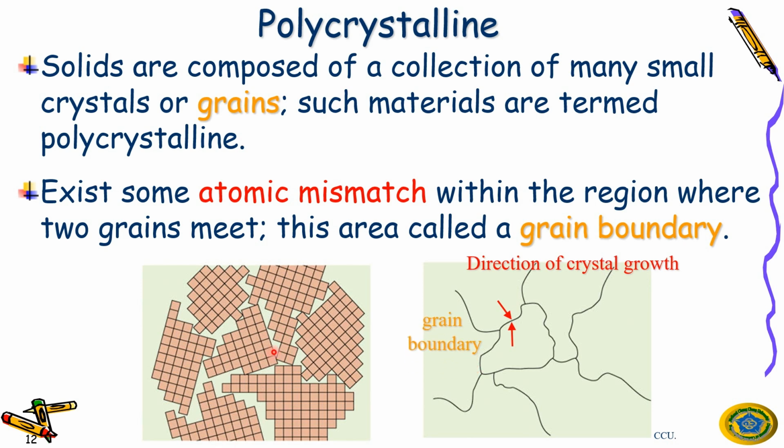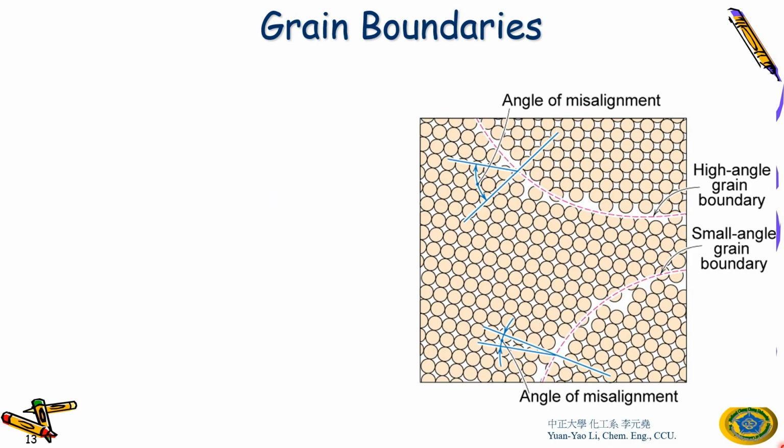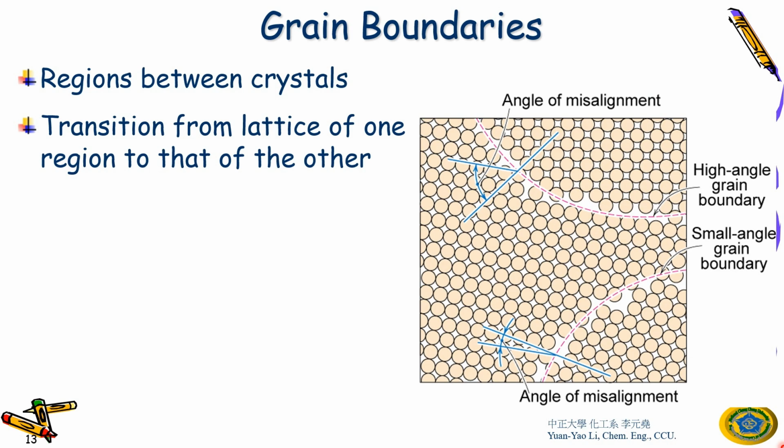So you have a direction of growth in this way. For this grain, the direction of growth is this way, and for that grain, this way. So you have a mismatch part here. So what's good about grain boundaries? What's bad about grain boundaries? These are the regions between the crystals, that's why we call them grain boundaries. It's the transition of the lattice from one region to that of the other, so slightly disordered. This is not packing so well, if you're talking about packing sequences and packing density.